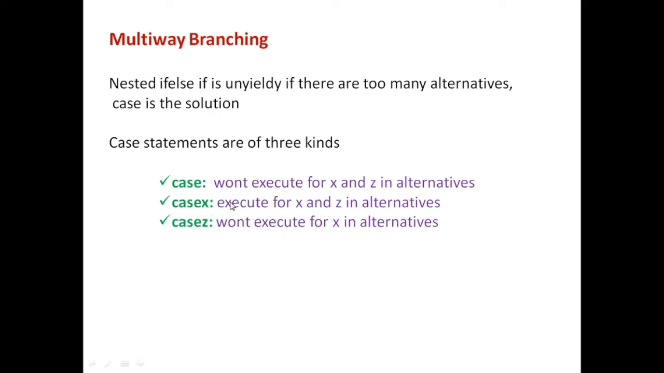That means case X just ignores whatever it is, X present or Z present in the alternative, I don't care. That is what it is conveying to us. Coming to case Z, it only ignores Z in the alternatives, but if it finds X in the alternative, again we may have a chance of getting the bug.